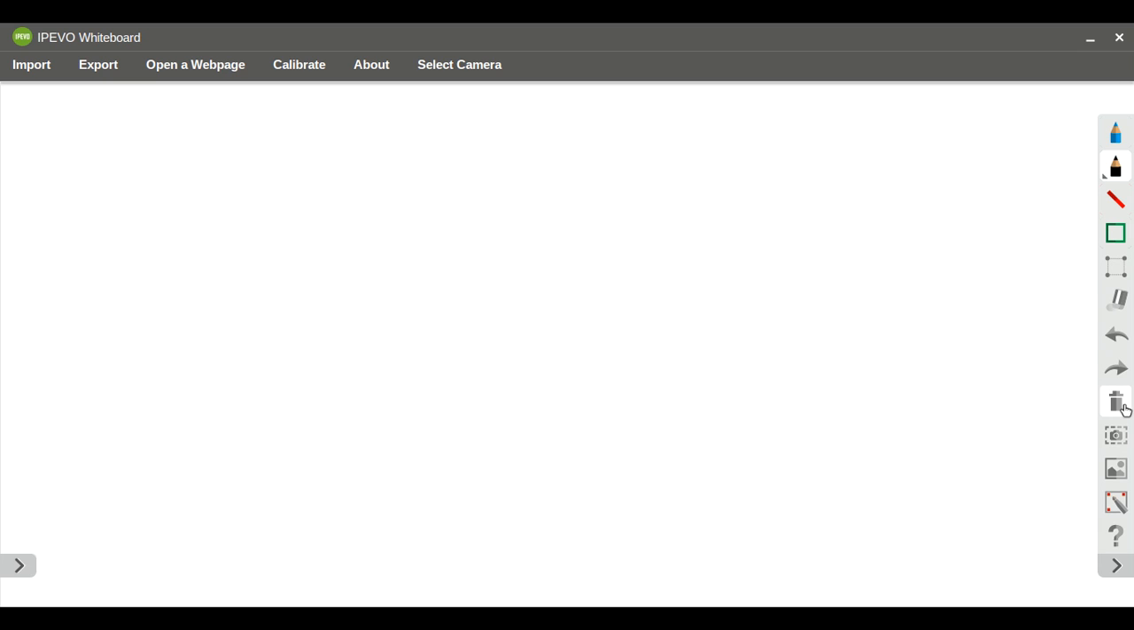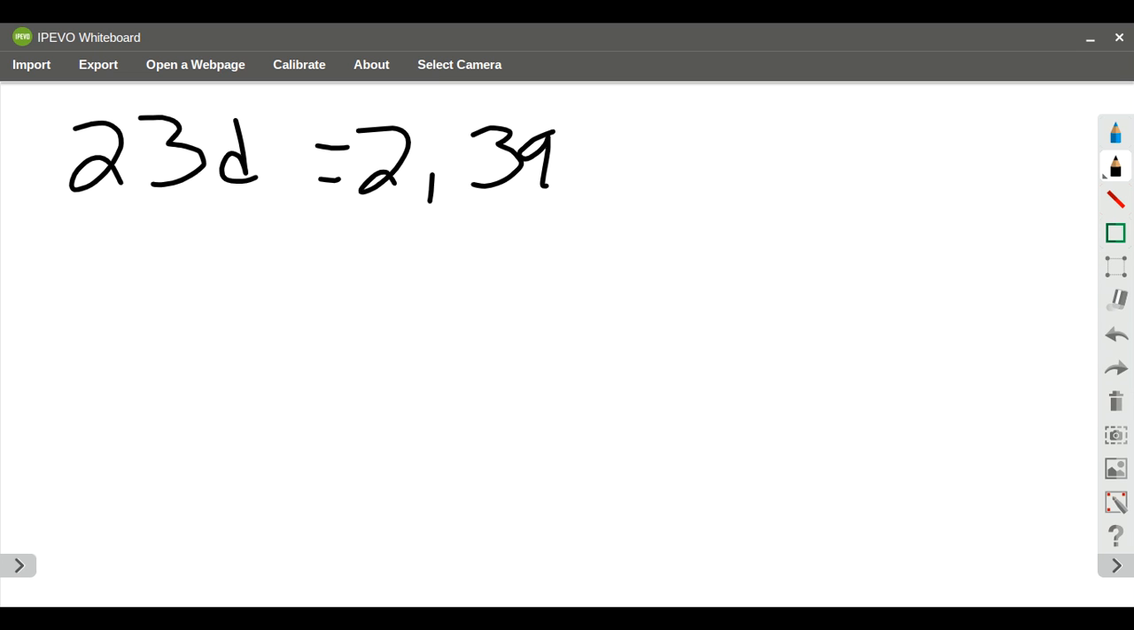All right, take a look at number 3. It says use the multiplication equation. So we have 23d equals 2,392. So I'm going to use each multiplication equation to write a division equation, and then I'm going to solve.